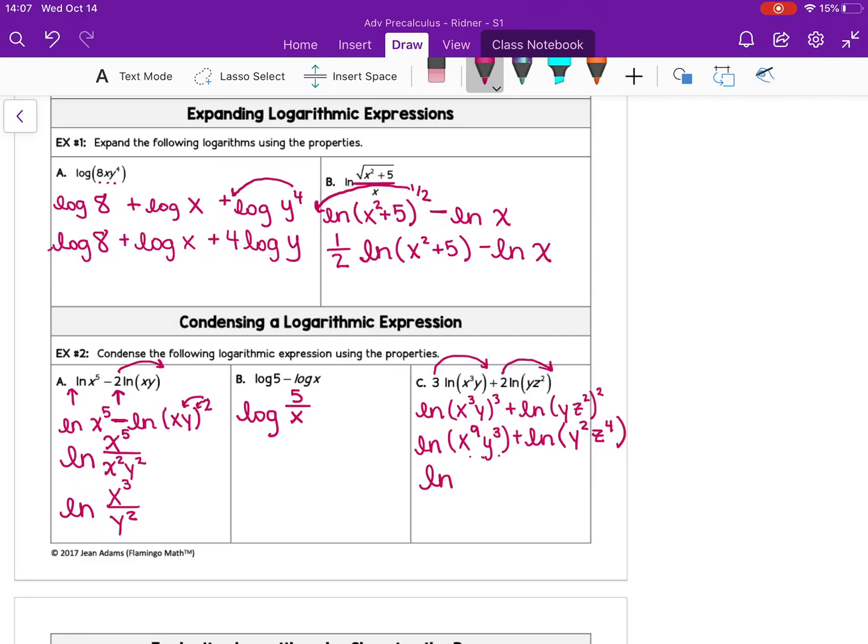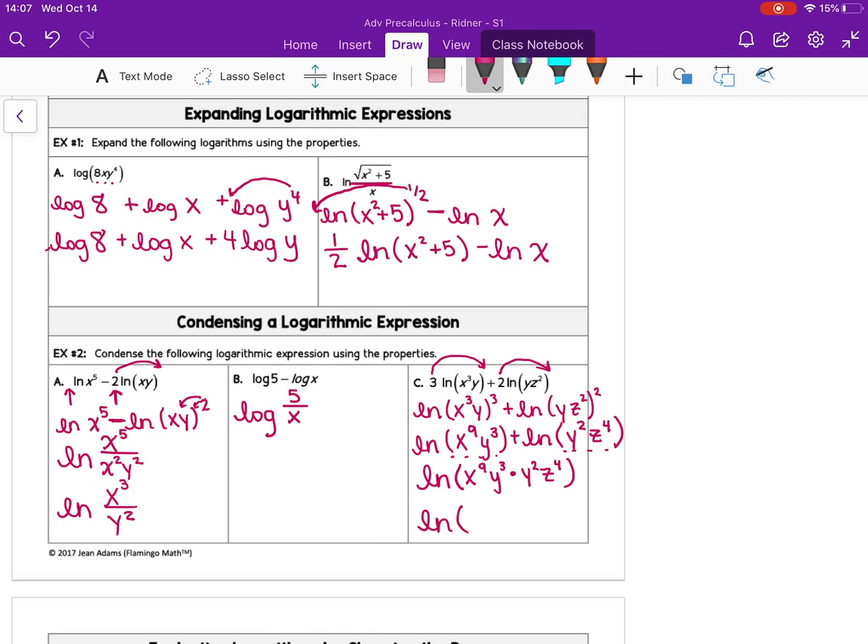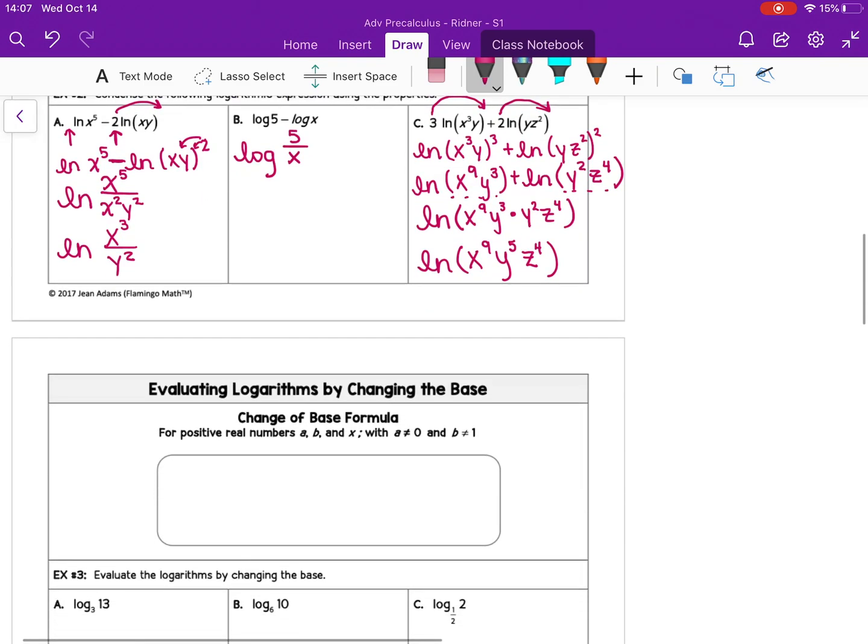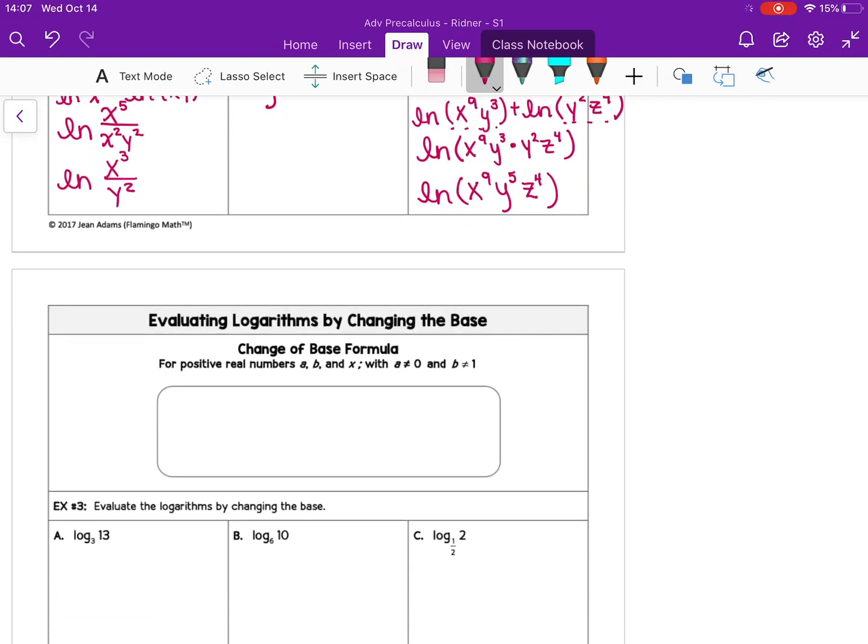Remember, addition is multiplication, so multiplication of the inside terms here. So ln of x to the 9th y cubed times y squared z to the 4th. Notice I have some common bases there, so I can combine the y's to be y to the 5th and then z to the 4th. All right, so there's some examples for condensing.